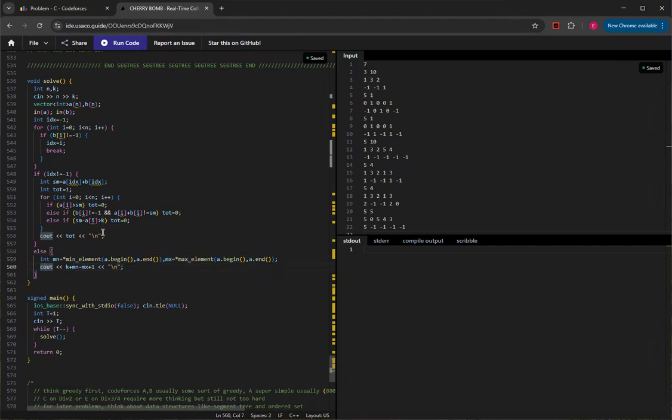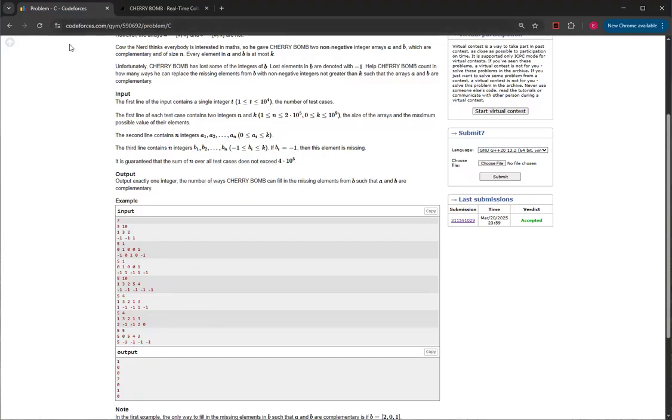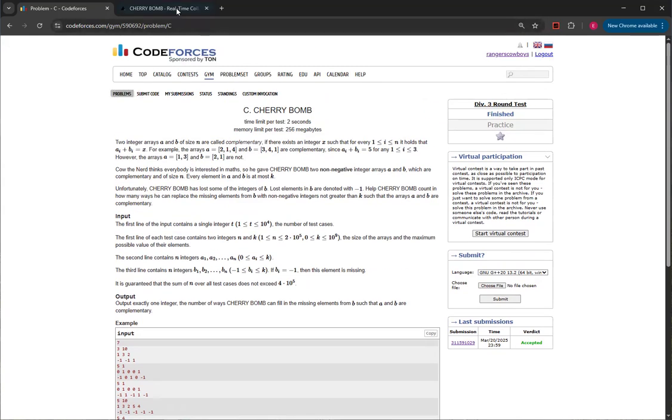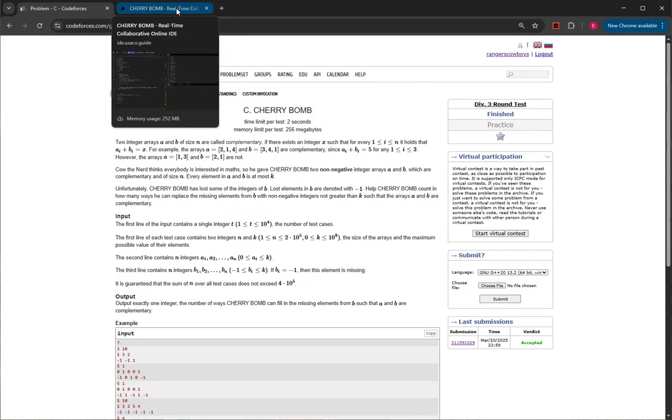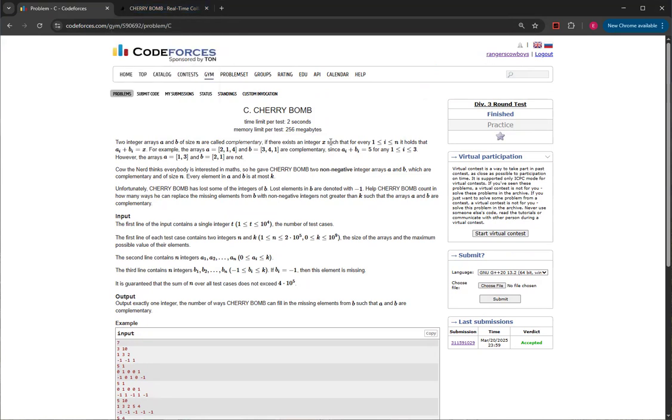And then this part is just checking it. It's easy to prove that there's only a maximum of one solution, because for any one sum, there's only one number that can be added to another number that can equal the sum. So that's just a property of addition. So that's how you solve Cherry Bomb, question C from Codeforces Round 1020, Division 3.